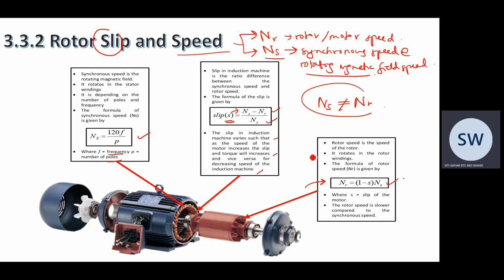Okay, so 1, 2. This one actually comes from this formula, so I don't think you can memorize that. But for me, once you know NS and also s, you can calculate NR. So up to you. For me, these are the 2 important formulas.